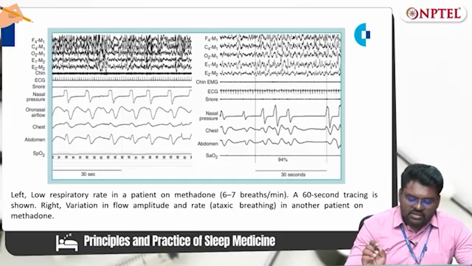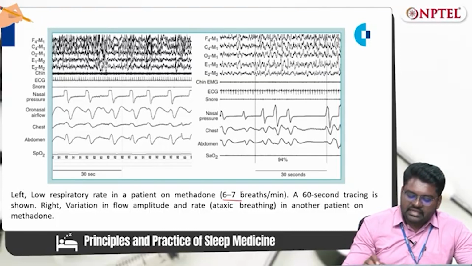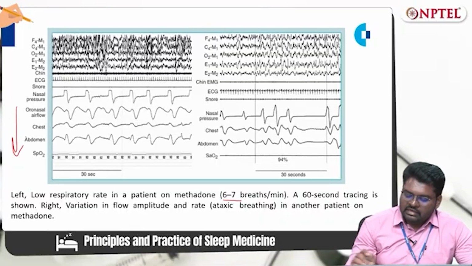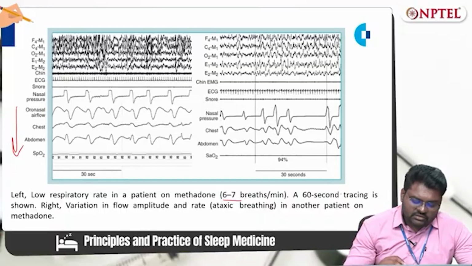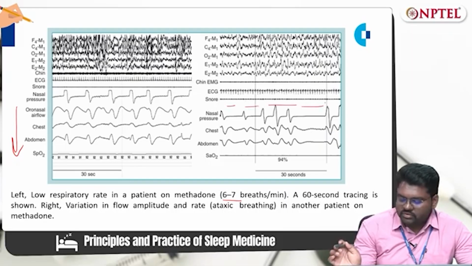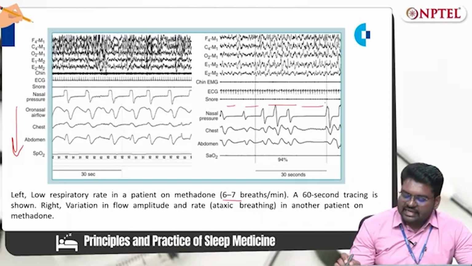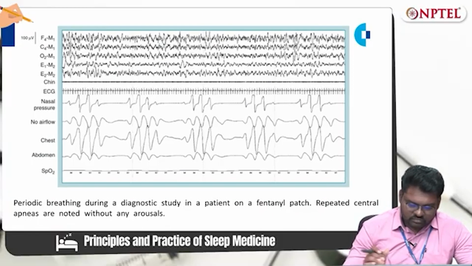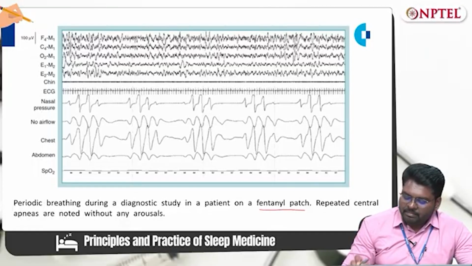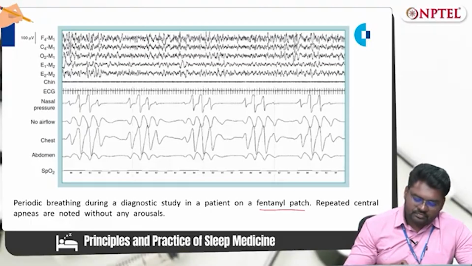So this is a polysomnography picture showing, on the left side, a patient on methadone with 6 to 7 breaths. You can see the patient's breathing is severely decreased. A 60-second tracing is shown. On the right side there is a variation in flow amplitude. The patient has ataxic breathing. This is another polysomnography picture of a patient on a fentanyl patch for pain control.